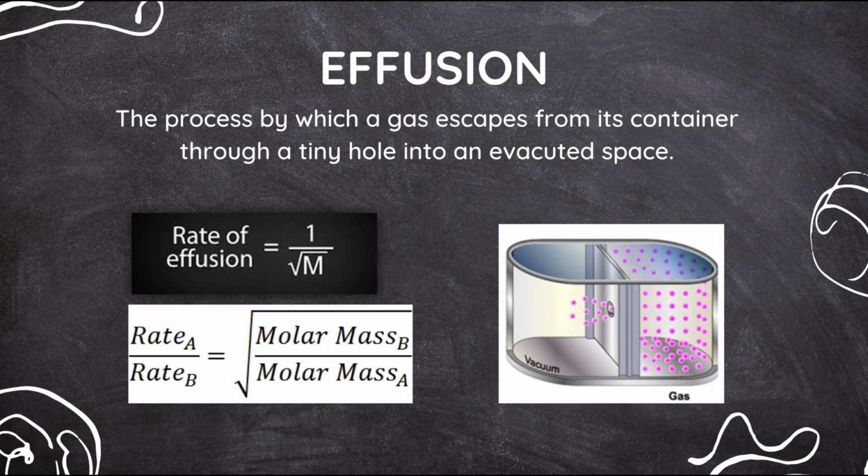Secondly is effusion, the process by which a gas escapes from its container through a tiny hole into an evacuated space. This is a formula for the rate of effusion, 1 over square root of M. The formula for effusion is rate A over rate B equals the square root of molar mass B over molar mass A. And this is an example for effusion.